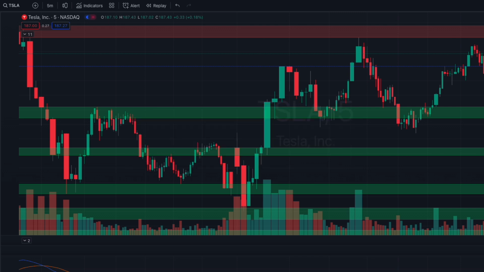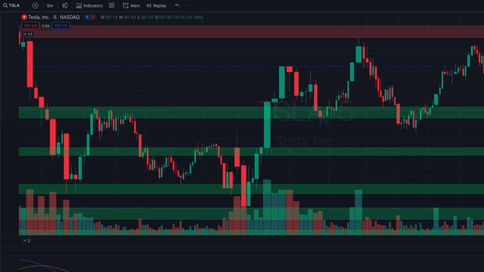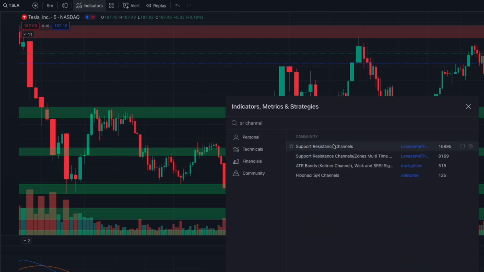In this example, you can see how the SR channel has plotted several horizontal lines that the price interacts with. These lines help you identify areas where the price is likely to bounce or reverse, providing excellent trade entry and exit points. To find this indicator, go to Indicators and enter SR channel and pick the very first one.